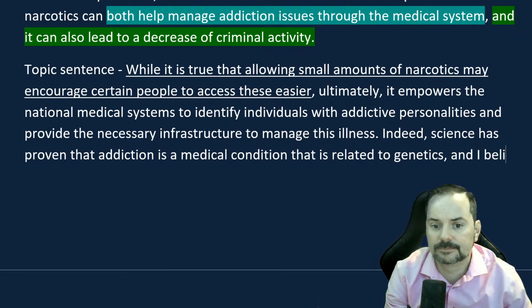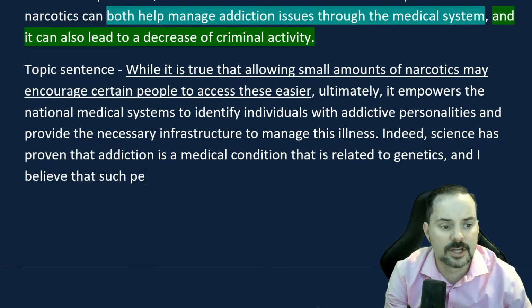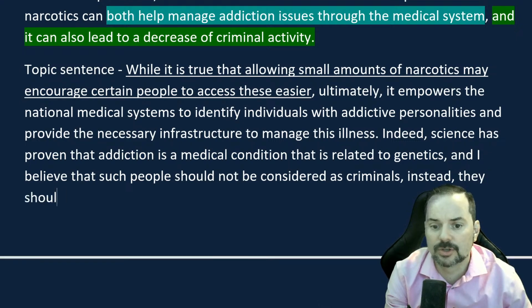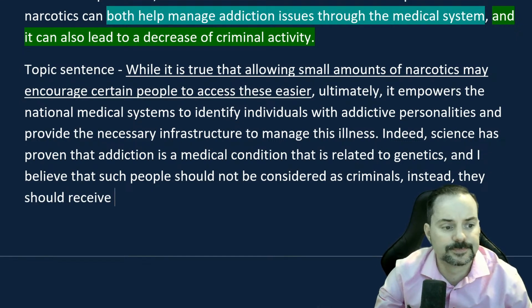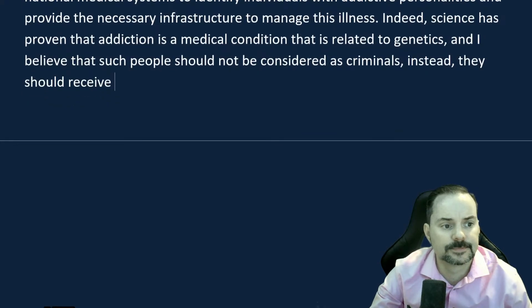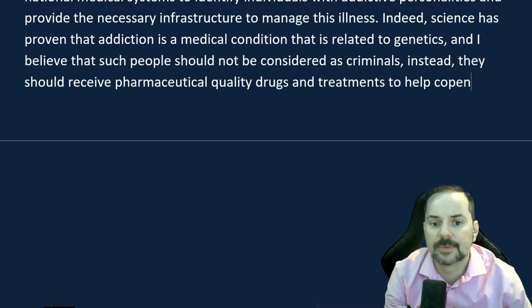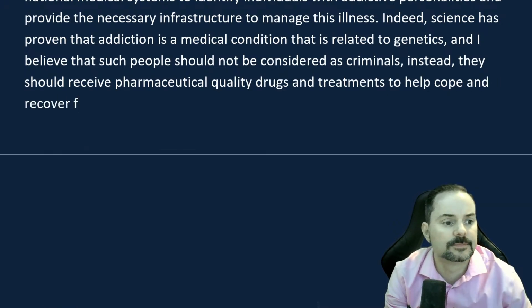And I believe that such people should not be considered as criminals. Instead, they should receive pharmaceutical quality drugs and treatments to help cope and recover from addiction.